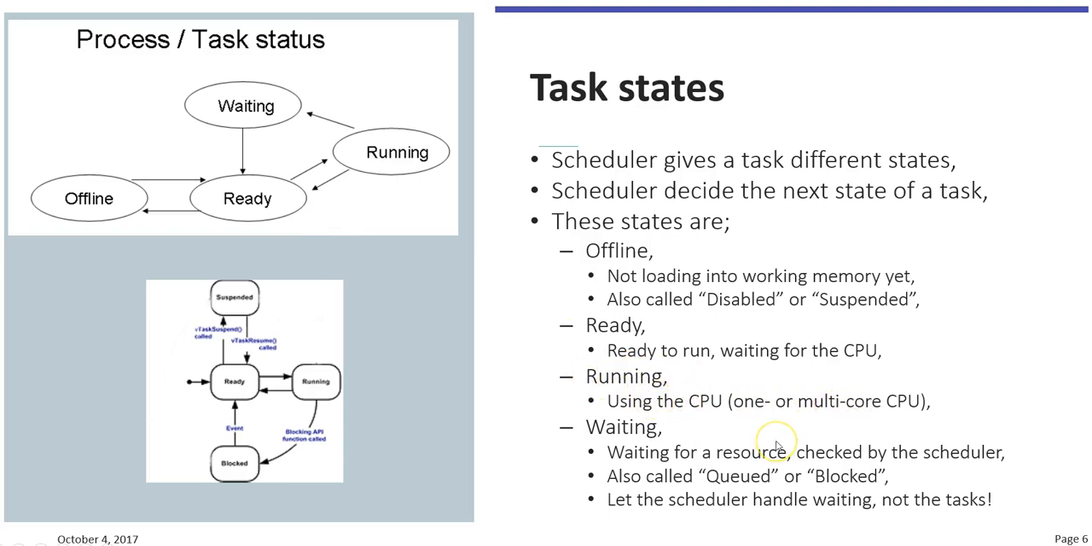Either one, or you can have several tasks if you have a multi-core system. And waiting means you are waiting for some sort of resources, and it's checked by the scheduler. And when you are dealing with multitasking, you should always let the scheduler handle the waiting, not try to handle the waiting in the task itself.